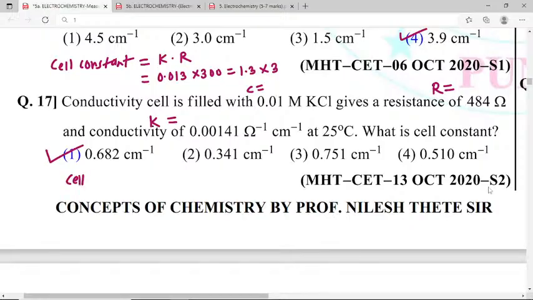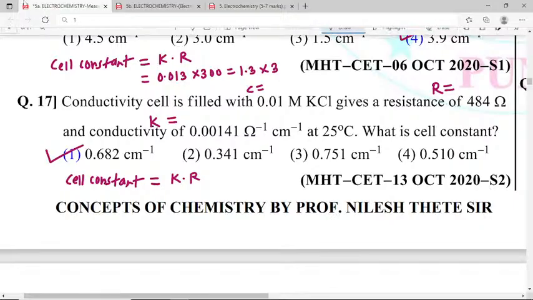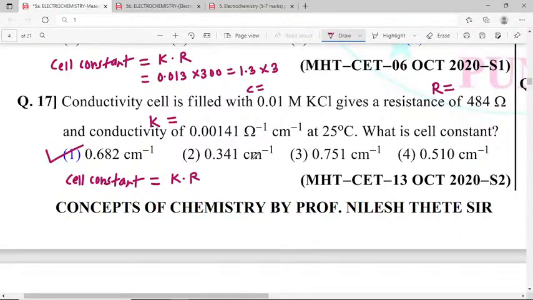Again, cell constant is equal to K multiplied by R, K into R. K is conductivity, R is resistance.